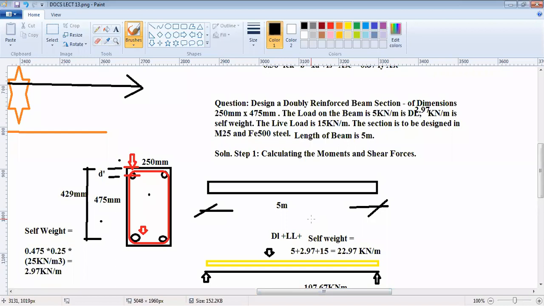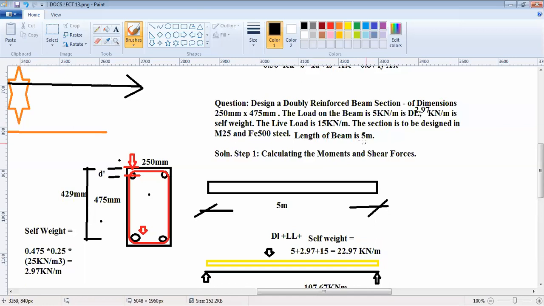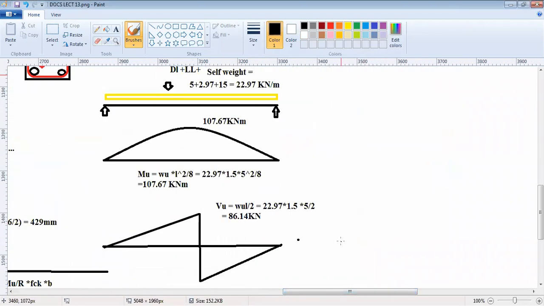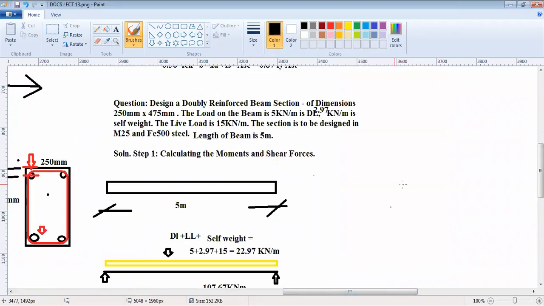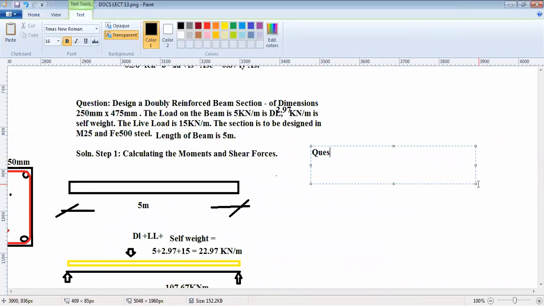So this was the question that we tried last time for a doubly reinforced beam section. What we are going to do is change the load on the section. So we are going to revise the question itself, because we want the question to be such that it is... this is the question now.